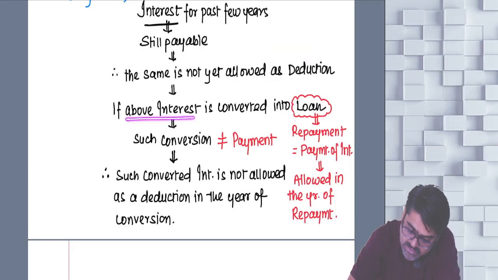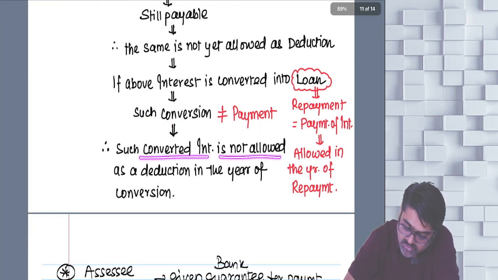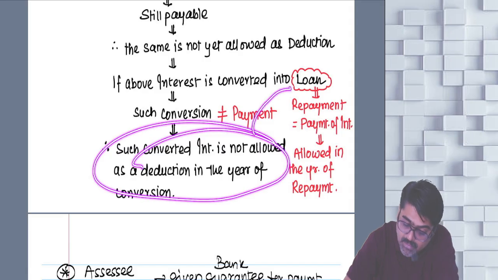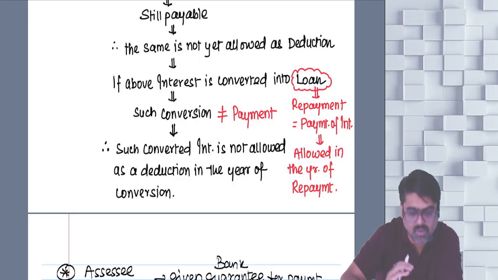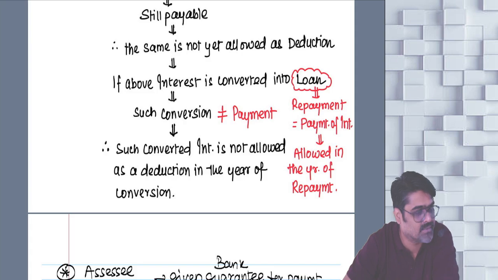If the above interest is converted into a loan, such conversion is not treated as payment. Therefore, converted interest is not allowed as a deduction in the year of conversion. However, whenever the repayment of that converted interest, which is now a loan, happens, it is as good as payment of interest. At that time, it will be allowed in the year of repayment. Whatever loan is repaid, to that extent the interest can be taken as a deduction.